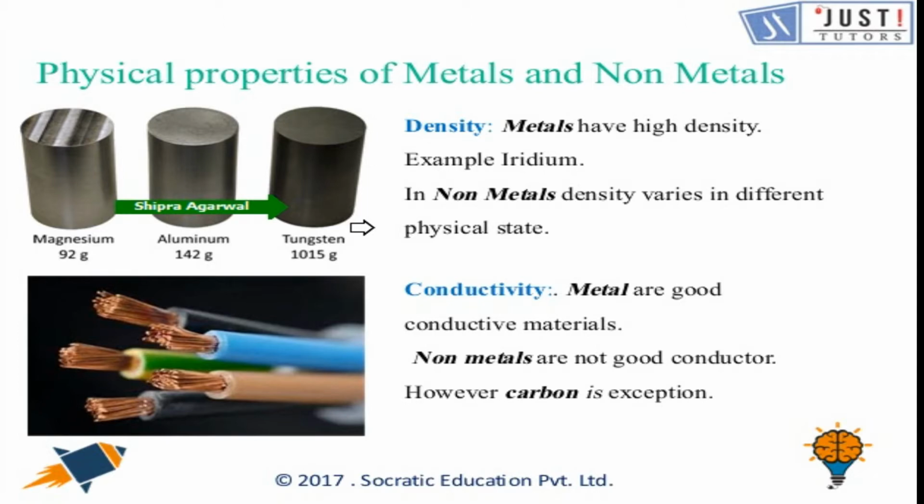Conductivity is the degree to which a specified material conducts heat and electricity. Metals are good conductors of heat and electricity, like copper, aluminium, and iron. They all conduct electricity and heat, while non-metals are not good conductors. Here one exception is carbon, as carbon can conduct electricity.